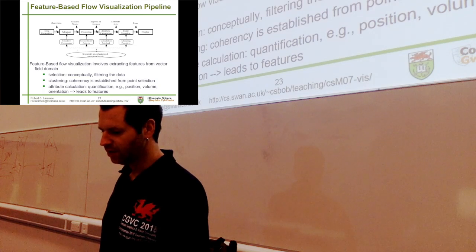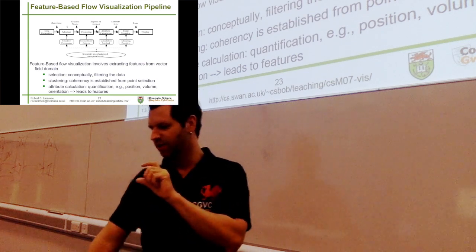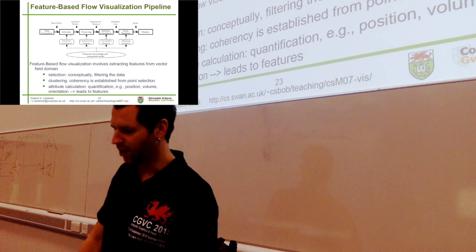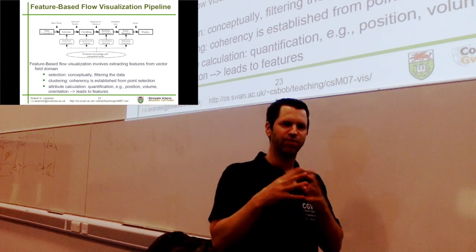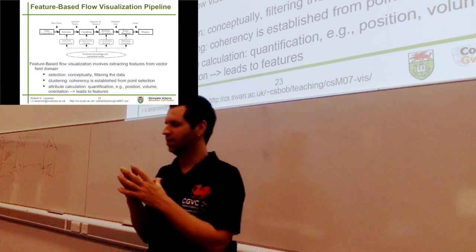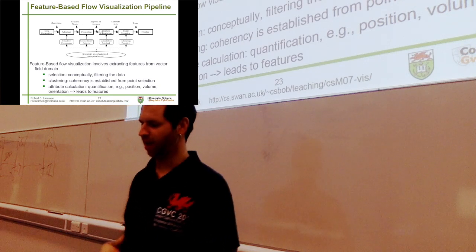The selection means search for the interesting areas. Once you've found the interesting areas, cluster them together and form groups in the flow domain. And then there's the visualization mapping and so on.